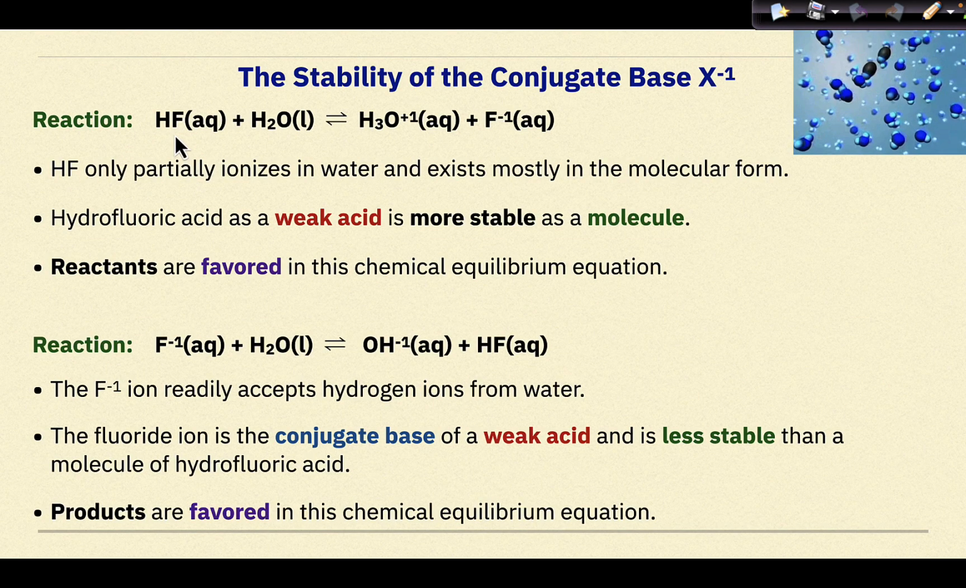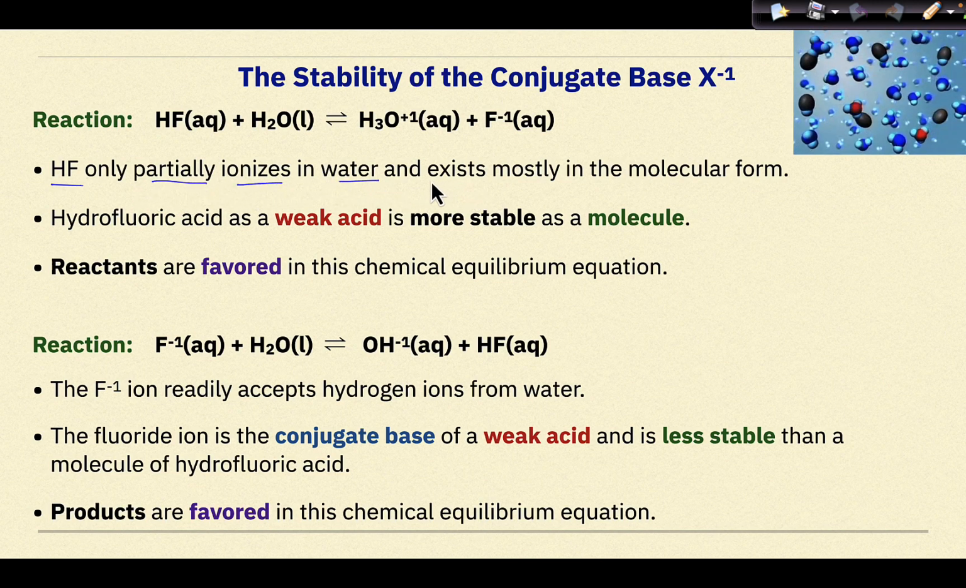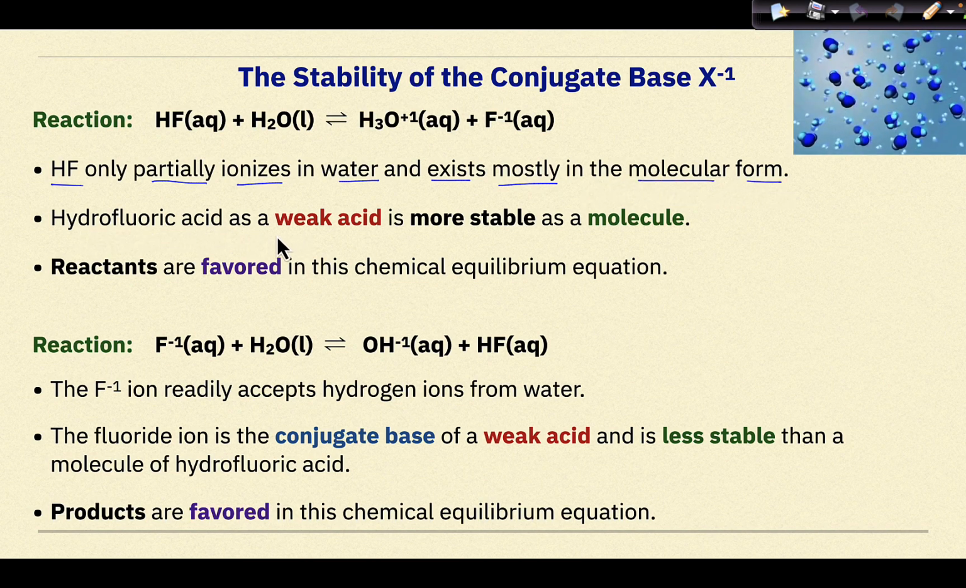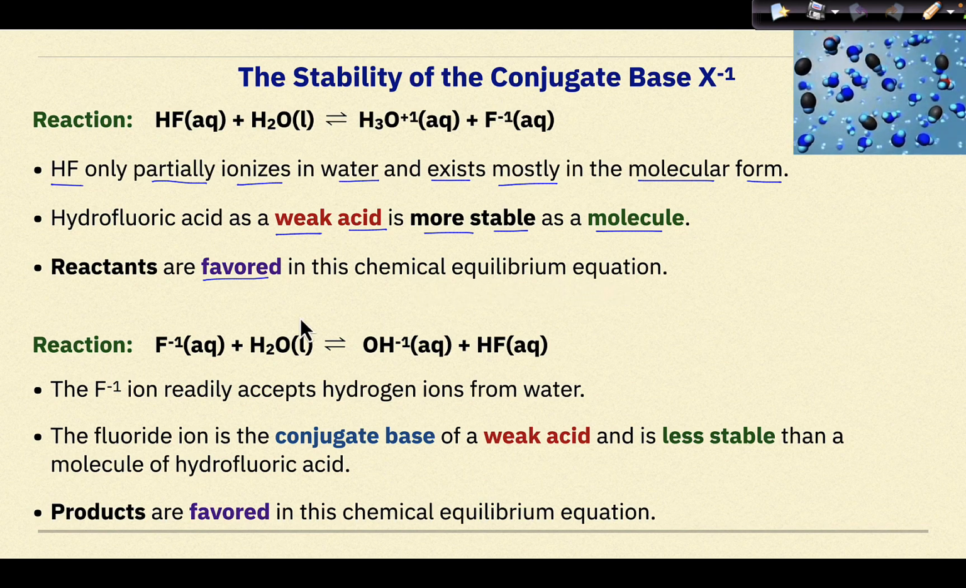Let's now look at the reaction of HF reacting with water to form hydronium ions and the fluoride ion. HF only partially ionizes in water and exists mostly in the molecular form. Hydrofluoric acid as a weak acid is more stable as a molecule. Reactants are favored in this chemical equilibrium equation. If we look at our next reaction, fluoride ions react with water to produce hydroxide ions and hydrofluoric acid. The F-1 ion readily accepts hydrogen ions from water.